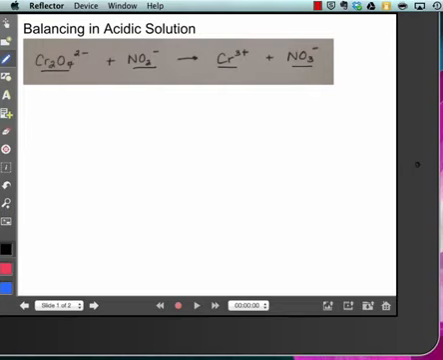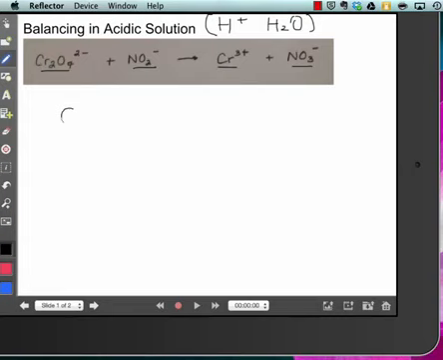If we have an acidic solution, there are two other things that are always present. One of them is hydrogen ion, and one of them is water. So we're going to follow a process to balance these equations, and hydrogen ion and water are going to be used to help us balance and will appear when we're done. So the first thing we're going to do is write our two half reactions.